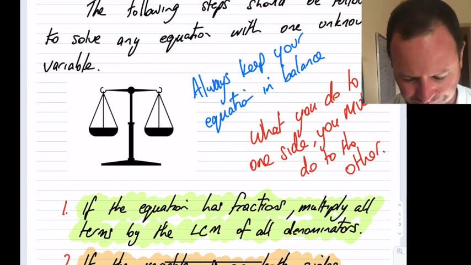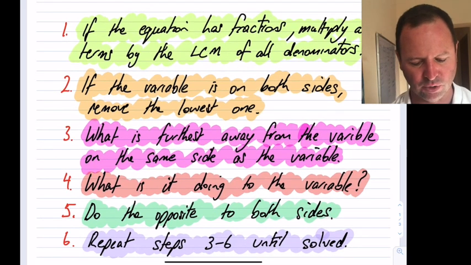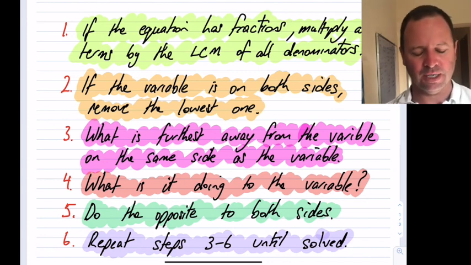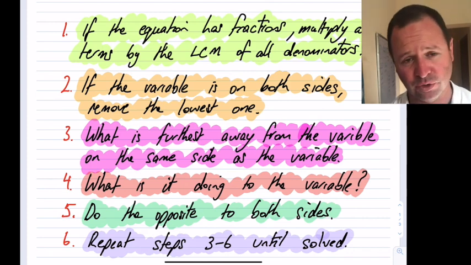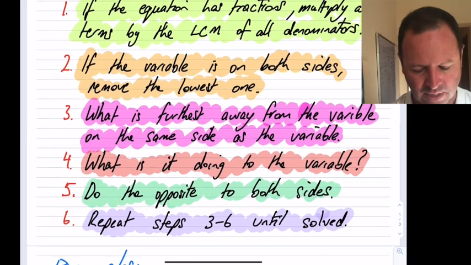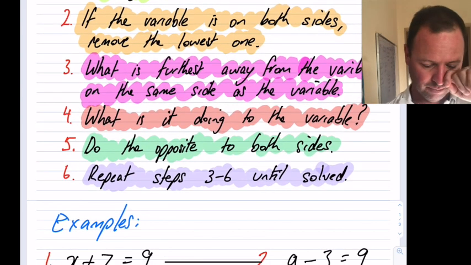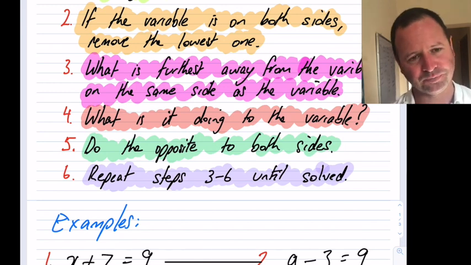other side. The first thing is, if the equation has fractions, you need to multiply all terms by the lowest common denominator. We're not going to get up to those yet, but that's the first thing. Normally, we don't like fractions in there. They'll challenge us a bit too much, so let's get rid of them. We're not doing those for a few more lessons, but let's just have that in our list. The next one is, if there's a variable on both sides, we need to remove the lowest one, and we'll get into that, I think, probably next lesson.